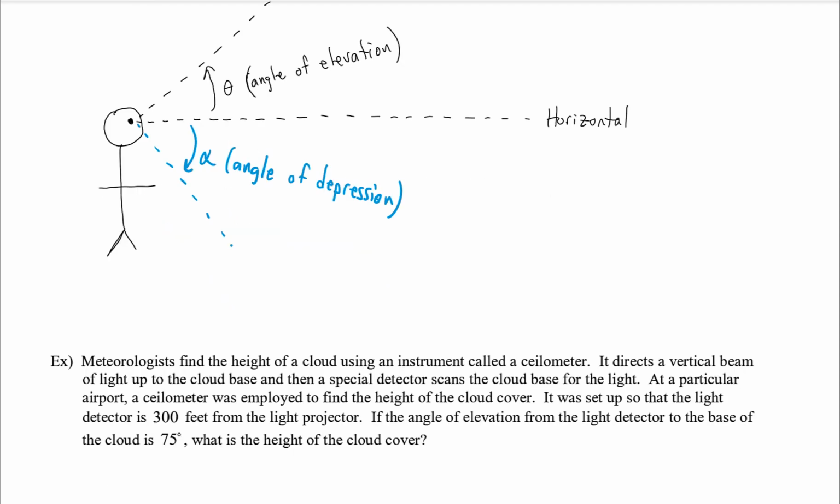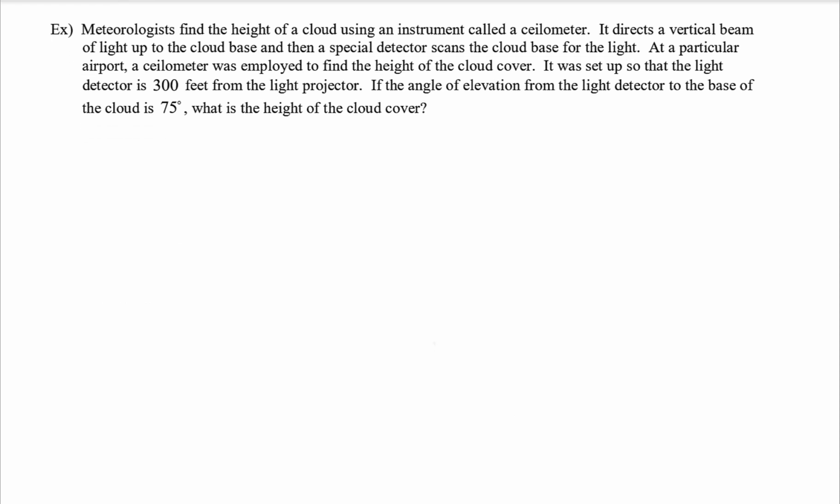All right, so let's give it a try. Meteorologists find the height of a cloud using an instrument called a ceilometer, maybe? I've never said that word or heard it said correctly. It directs a vertical beam of light to the cloud base, and then a special detector scans the cloud base for the light. At a particular airport, this meter was employed to find the height of the cloud cover. It is set up so that the light detector is 300 feet from the projector. If the angle of elevation from the light detector to the base of the cloud is 75 degrees, what is the height of the cloud cover?